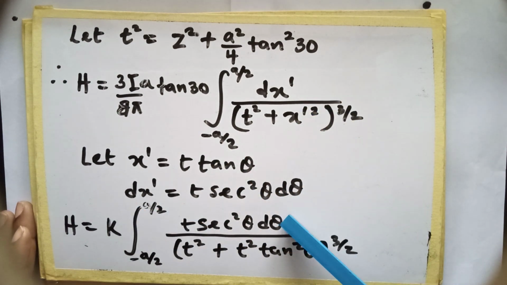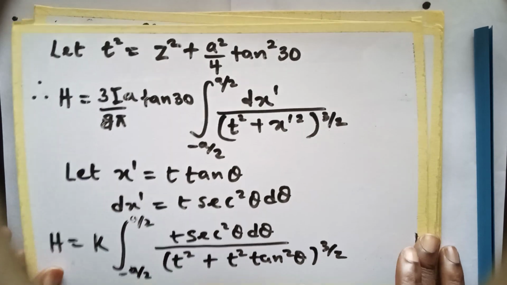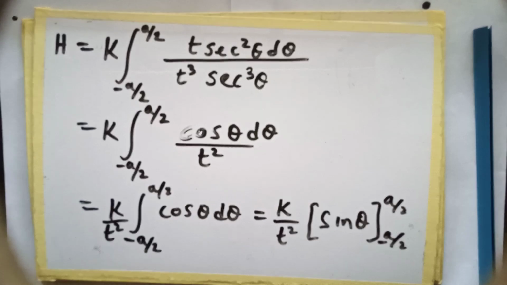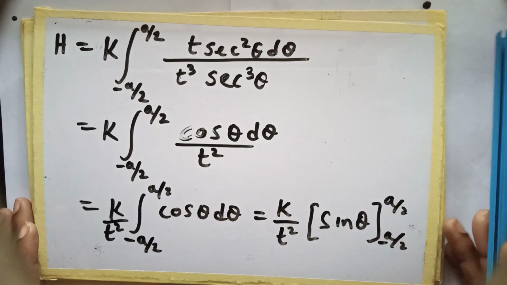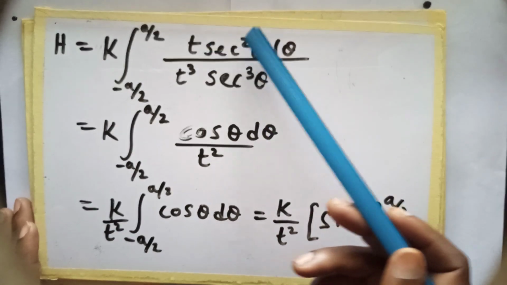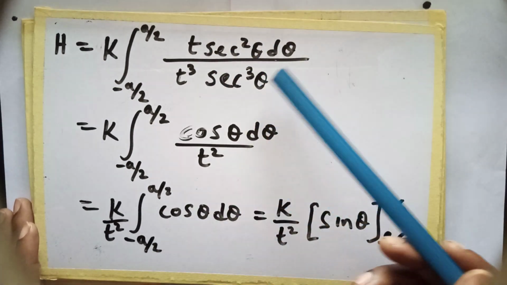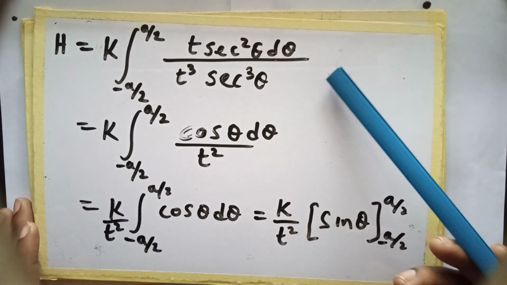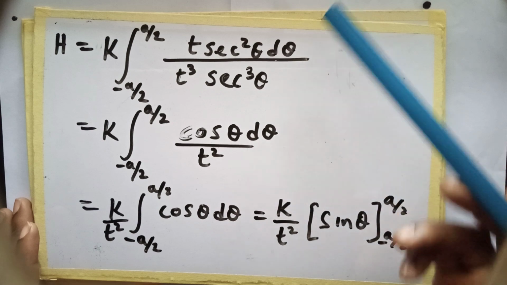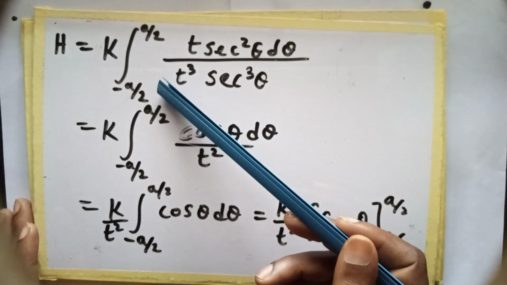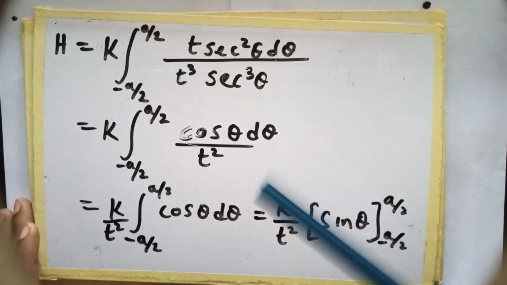You substitute these two expressions into this, you have your t tan theta, your t sec squared theta d theta, which is here. Then inside this expression, you have t squared plus x prime squared, which is t squared plus t squared tan squared theta. So at the end of the day, it results to this particular one. And you can see that sec squared theta can cancel sec squared, leaving sec theta at the bottom. And sec theta is 1 all over cos theta, so cos theta will go up, leaving this one. t will cancel t, leaving t squared and this.